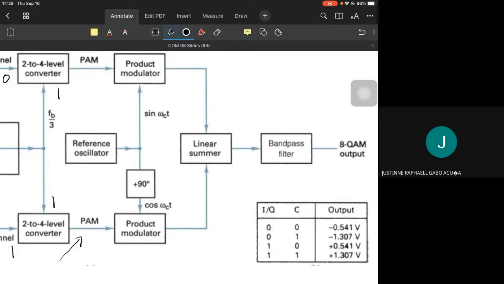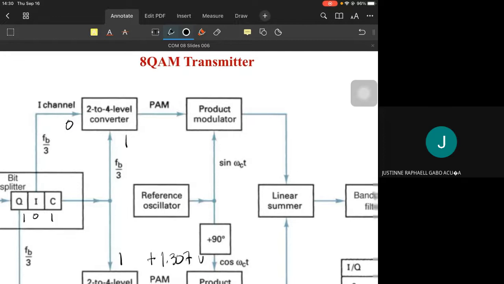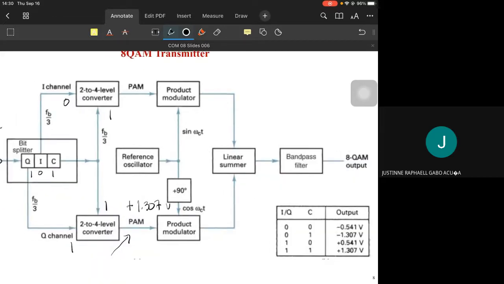Positive 1.307, no? Okay. So here is positive 1.307. How about sa taas? 0 ang I, 1 ang Q, 1 ang C. Negative 1.307. Okay.